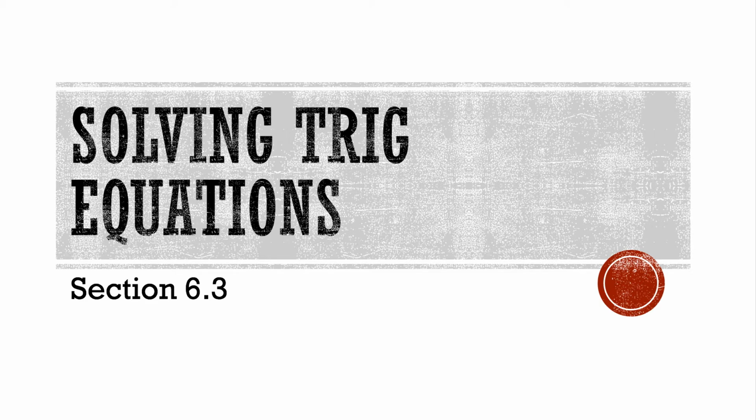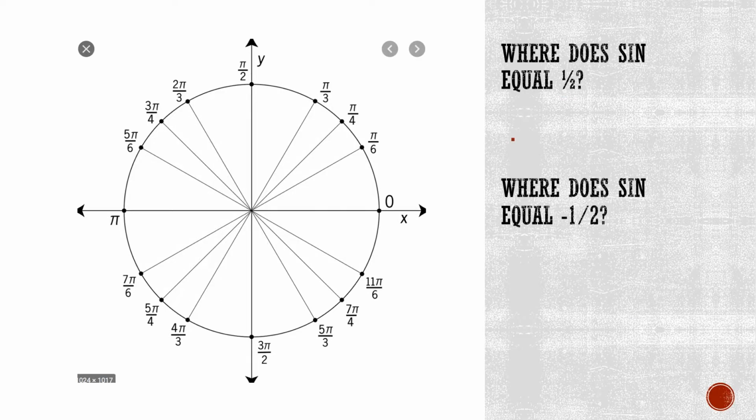Okay, so we're ready to start the next section, section 6.3, and we're going to talk about solving trig equations. So before we actually get to an equation that we're going to solve, I want to review a couple of things with you. All right, so first of all, this is our circle. We talked about this at the beginning of the year with all of our angles labeled in radians.